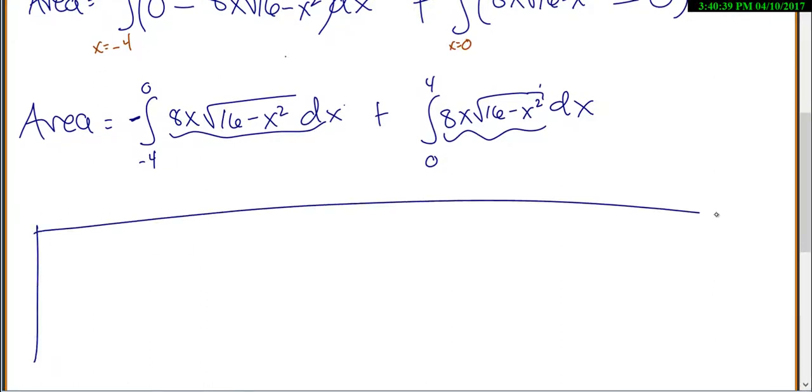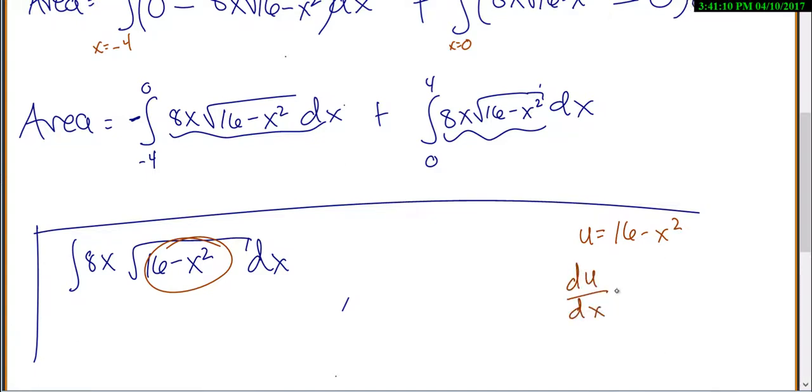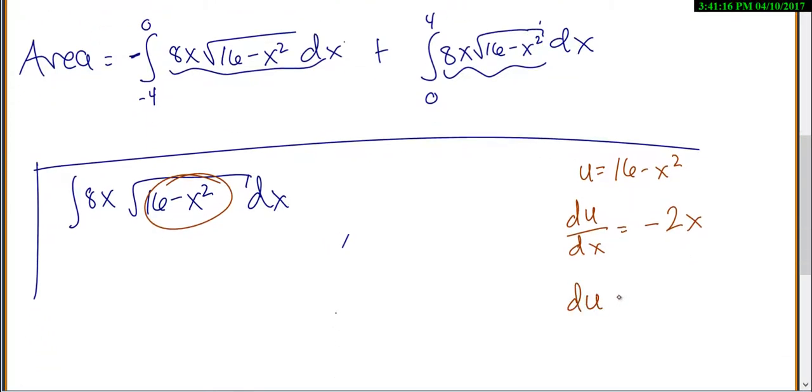Okay, so let's do the inside. Let's forget about limits and the two different things, and let's just integrate. Try and figure out, how do you integrate 8x times square root of 16 minus x squared dx? So when I look at this, I always try to use substitution first. That's just easier for me. So usually whatever's inside the square root would be your u. So let's try it and see if it works. So u equals 16 minus x squared. So then the derivative of u with respect to x would be negative 2x. And so then the du would be negative 2x dx.